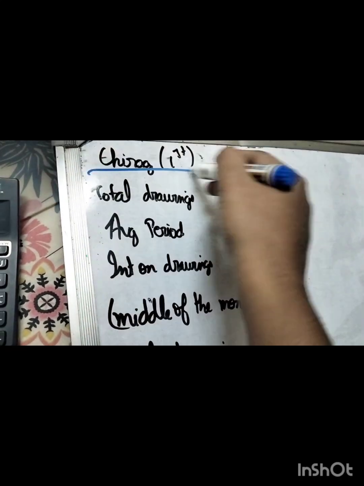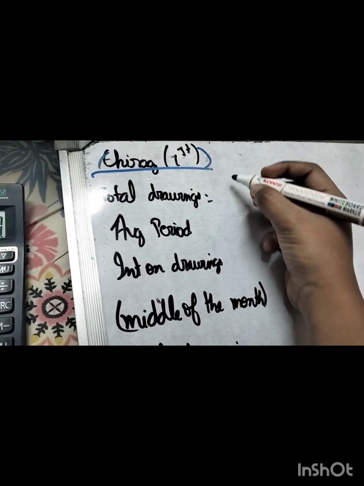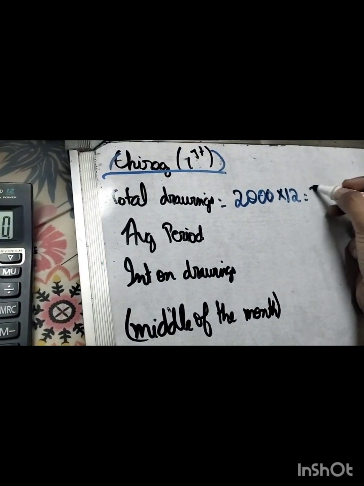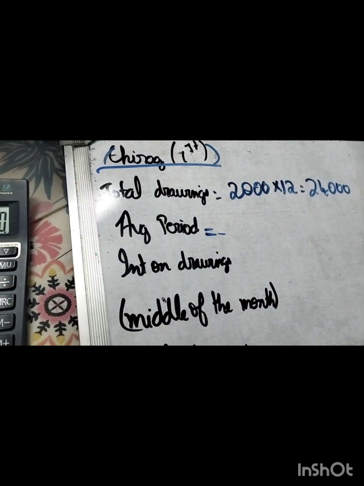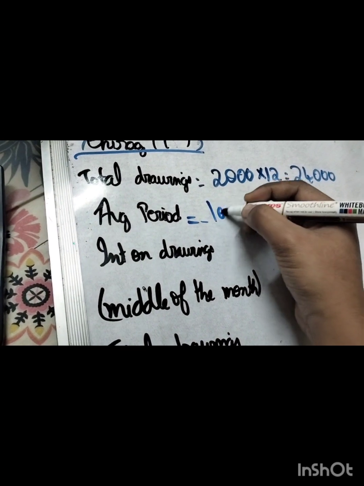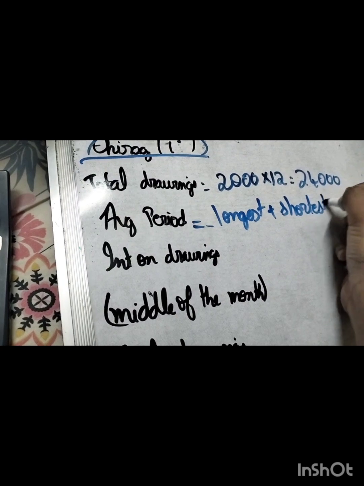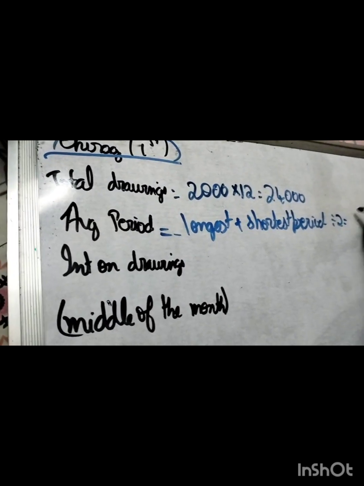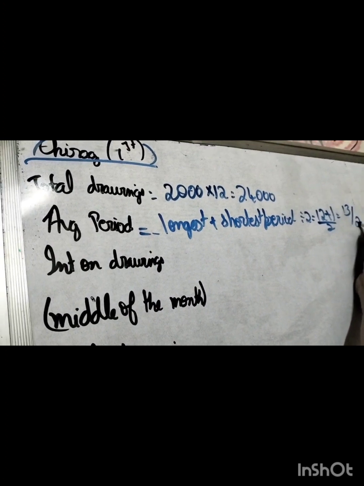Do not get confused. Here for Chirag, it's the first of each month. So the total drawings is 2000 into 12. So that's going to be 24,000. Average period, this is yearly, so that's longest period plus shortest period divided by 2. You write the formula: longest plus shortest period divided by 2. So that's going to be 12 plus 1 by 2. So that's 13 by 2.